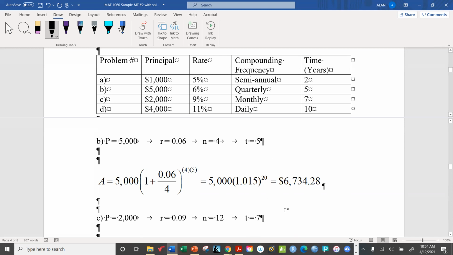Now for part C, you can see that the principal is $2,000. The rate of interest is 9%. And again, I'll remind you that when you use percentages, make sure you convert them into decimals before you use them in a formula. The compounding frequency is monthly, or 12 times a year, and this is a 7-year investment.